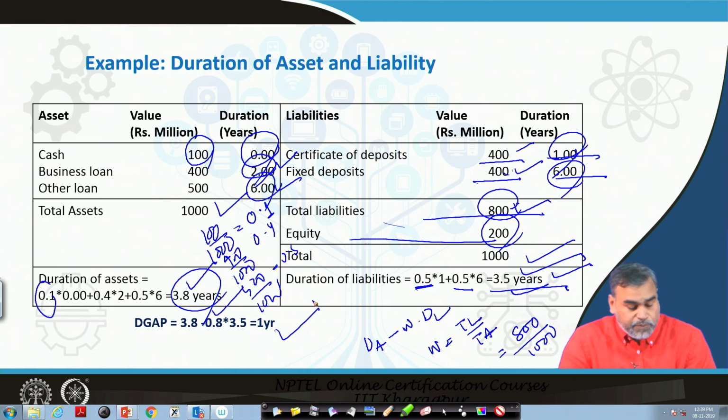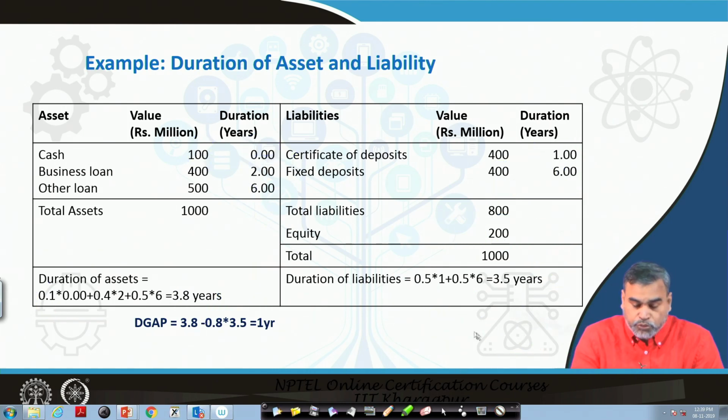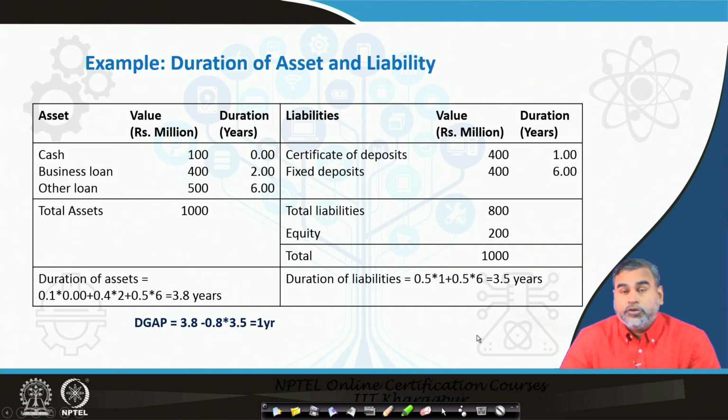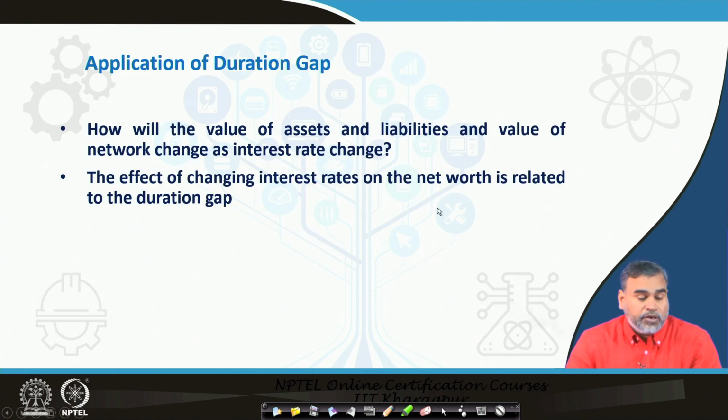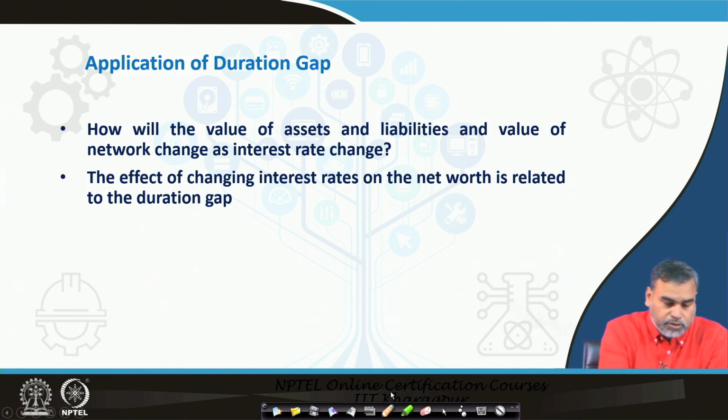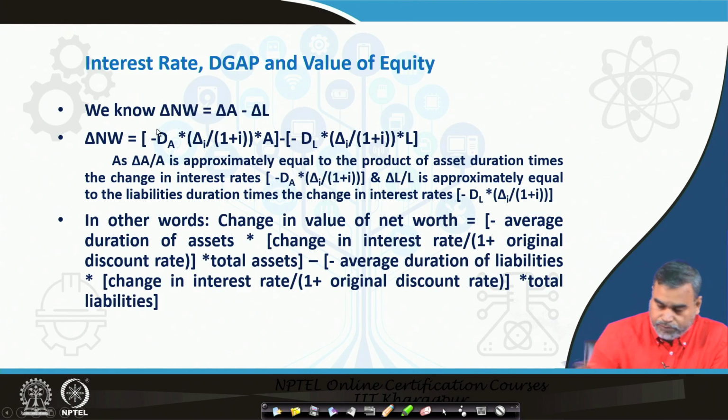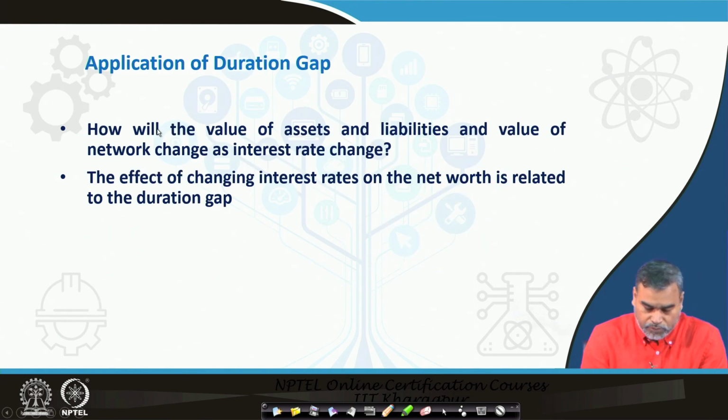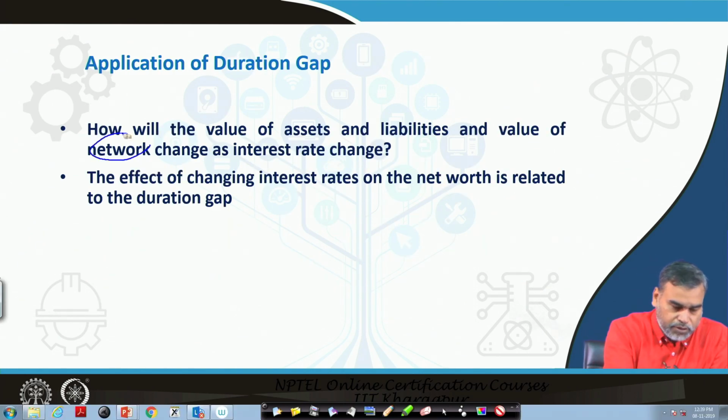Now, how this particular duration gap is going to be used, that is basically our focus. Once you have the duration gap, what do we have to find out from this? There are two things we are trying to find out. How will the value of the assets and liabilities and the value of net worth, sorry, you read it as net worth.